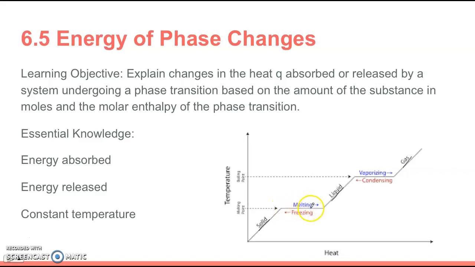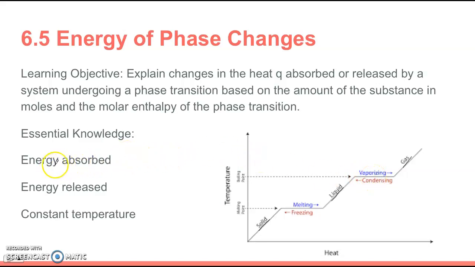At the lower temperature, that would be the melting point, and that's where you have the phase changes of melting and freezing, depending on which direction you're going. If heat is being added, that means you're melting. If heat is being removed from the system, that means freezing is taking place. And same thing up here. At this point, you have the boiling point. That's where vaporization and condensation take place.